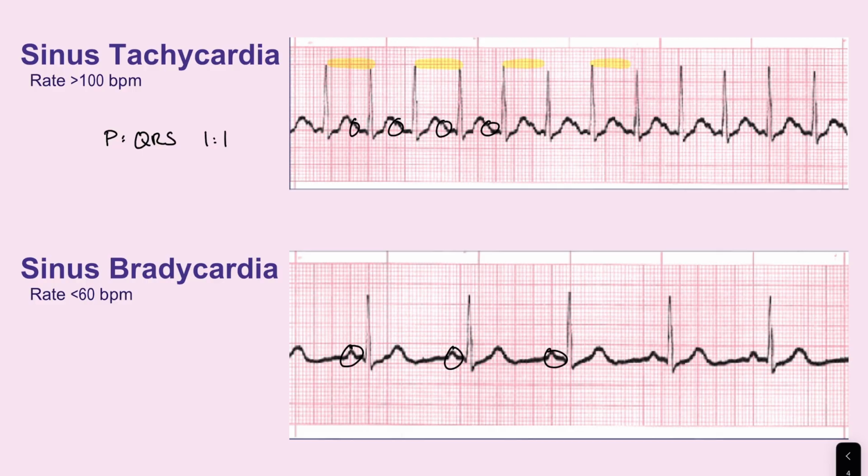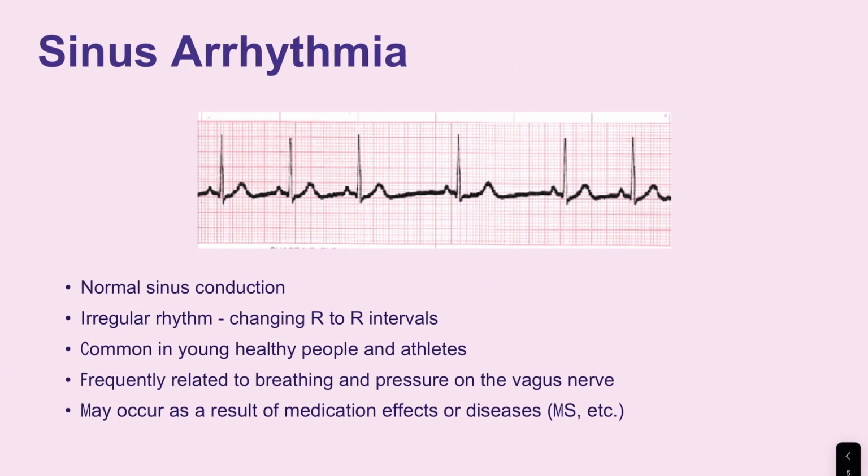And then we take note of our interval, and we can see that it's very close together. It's less than 3 large boxes. Our rate is clearly greater than 100. Over here, we're clearly extended out. If we were to count 1, 2, 3, 4, 5, and some, our rate is going to be less than 60 beats per minute.